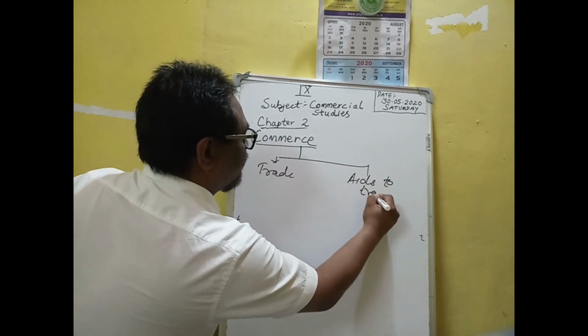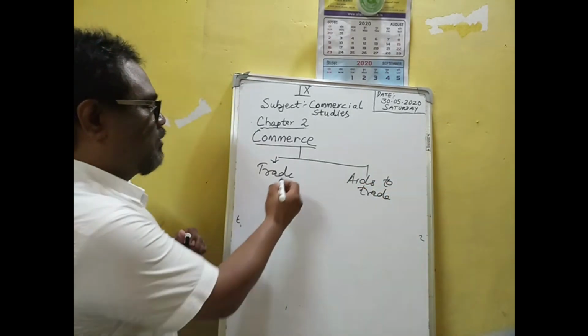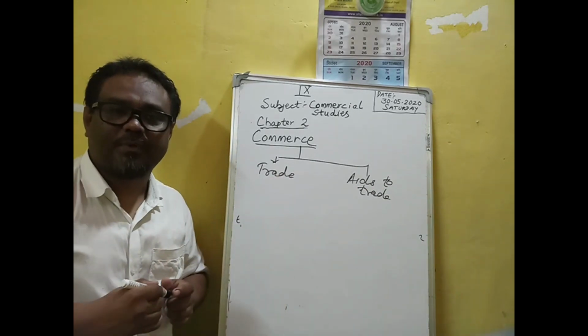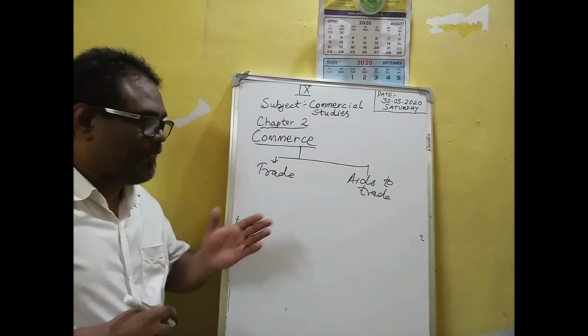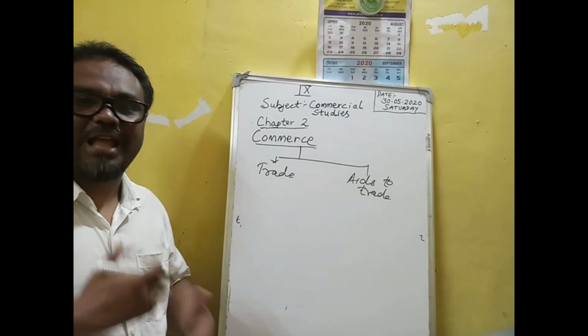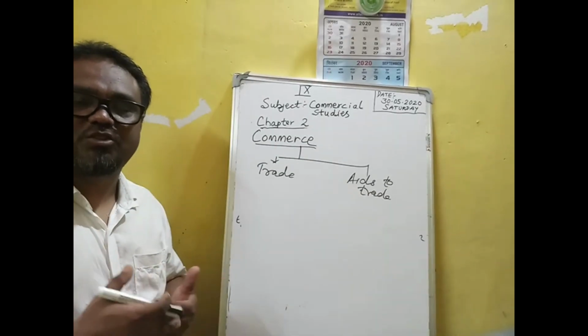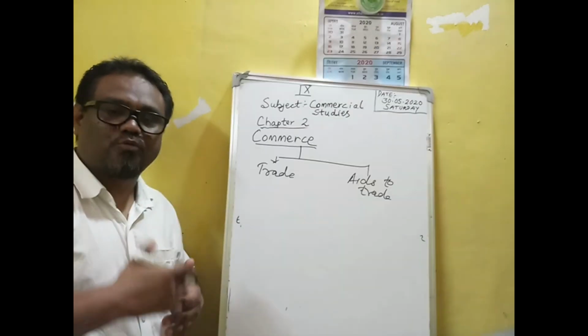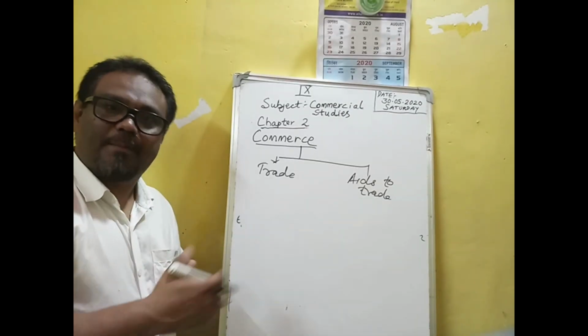Aids to trade. As you know, you have done trade. In class 8 also, trade means buying and selling of goods between two persons. The exchange of goods between two persons is called trade. Trade helps to send goods from one place to another place.